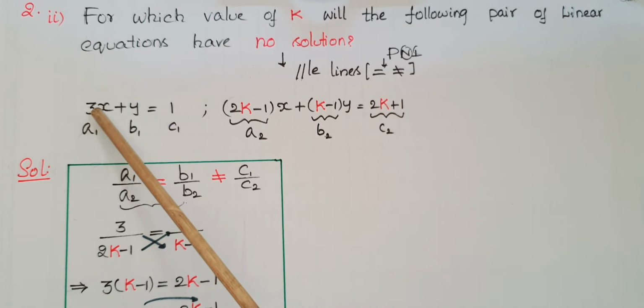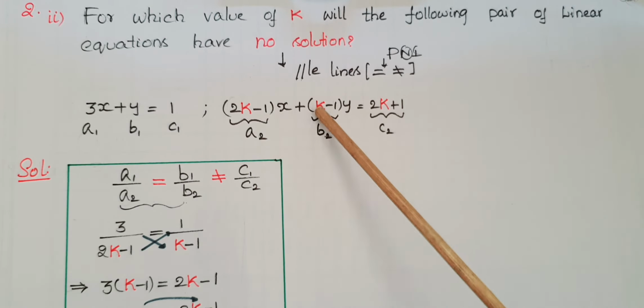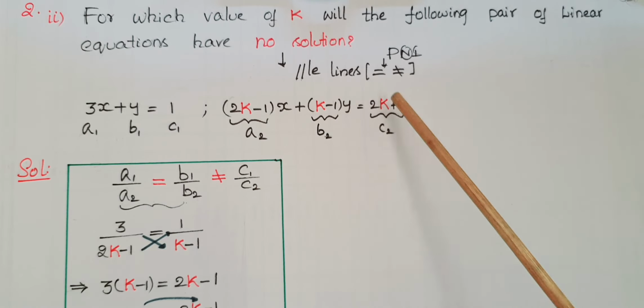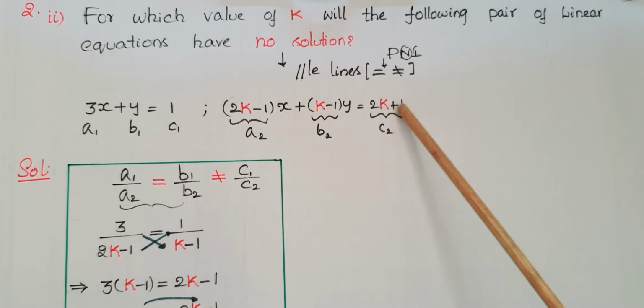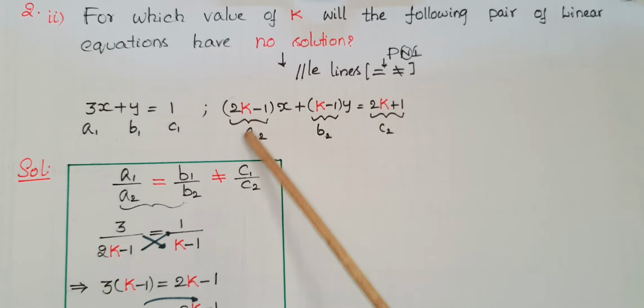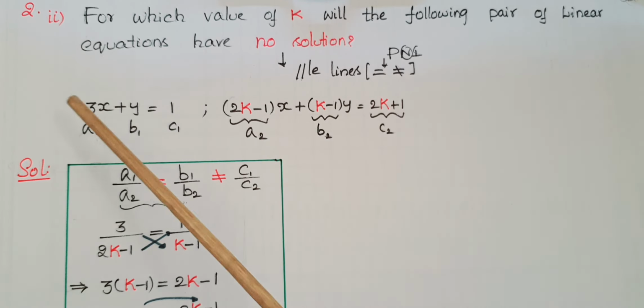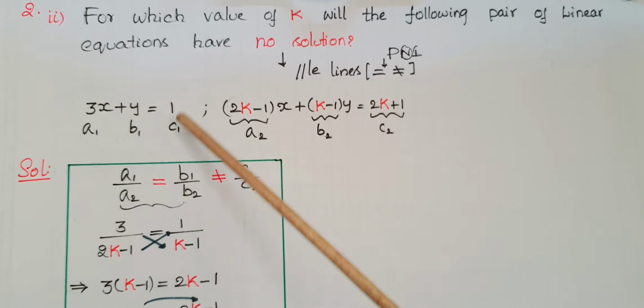Here the equations are 3x plus y is equal to 1 and (2k minus 1) into x plus (k minus 1) into y is equal to 2k plus 1. Here both constants are on the right side and there is no need to change the sign. Here a2 is 2k minus 1 and b2 is k minus 1 and this is c2, and a1 is 3, b1 is 1 and c1 is 1.